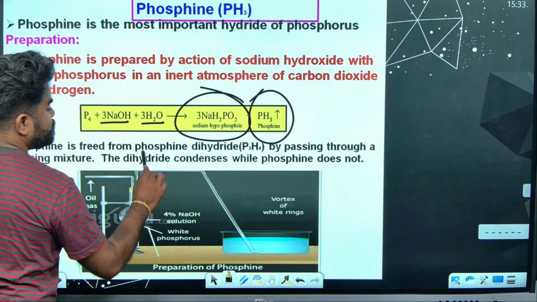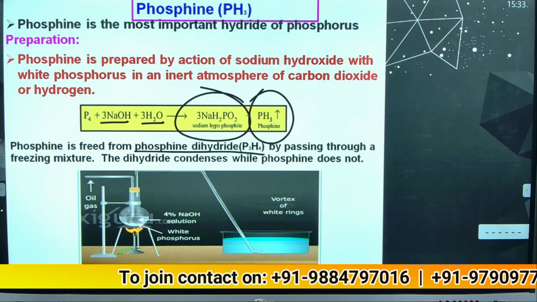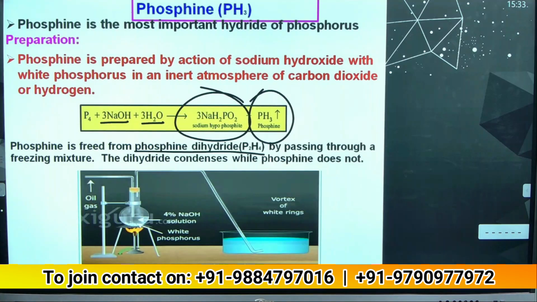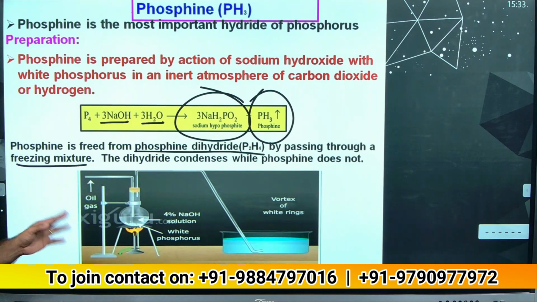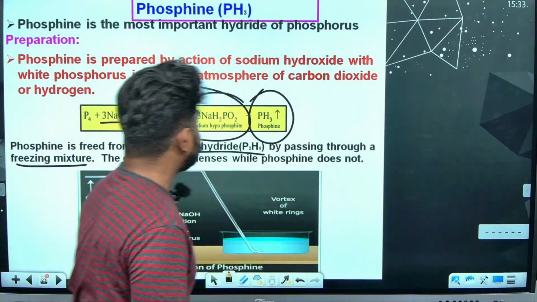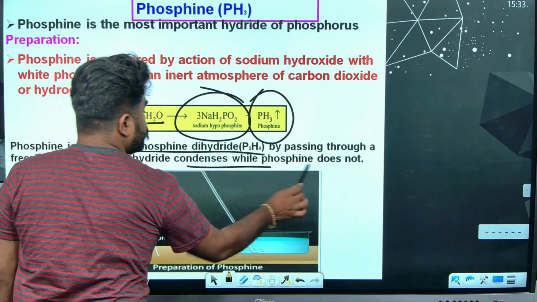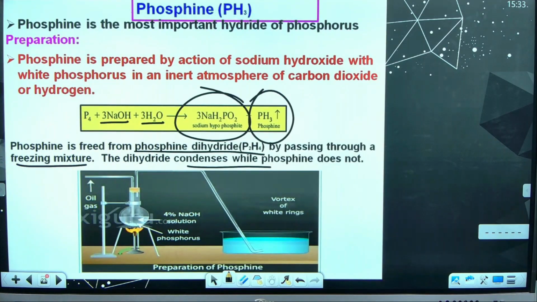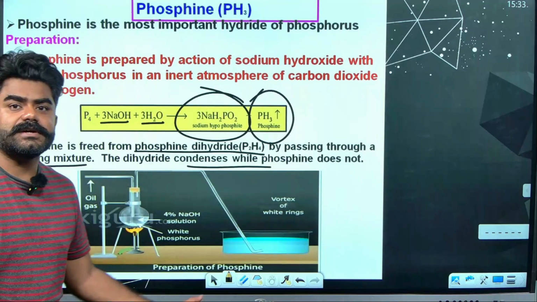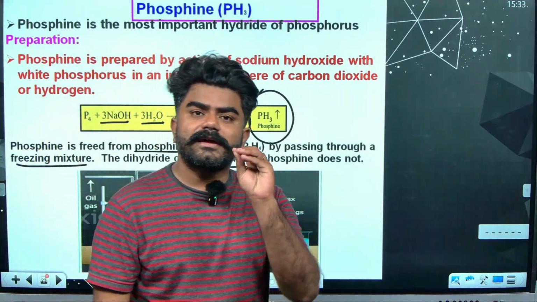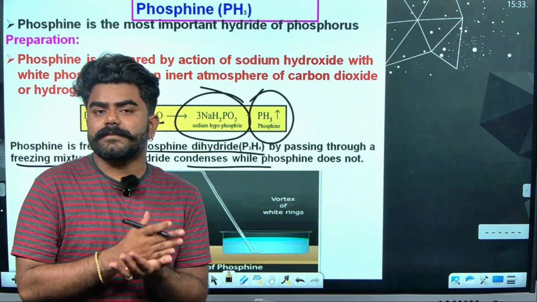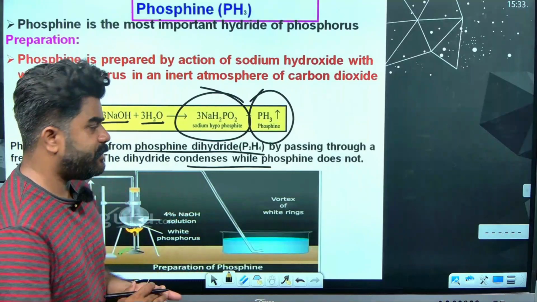initially the phosphine is present along with phosphine dihydride, P2H4. From that, the phosphine is eliminated by passing it through a freezing mixture. So when you pass that through a freezing mixture, the phosphine evolves. The dihydride condenses while the phosphine does not. Because we keep a freezing mixture there, in that cold condition the dihydride condenses, but phosphine remains as a gas and does not condense. So by this means we can separate phosphine from its dihydride.